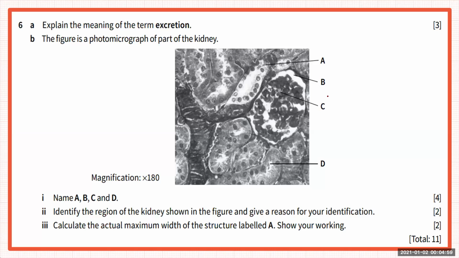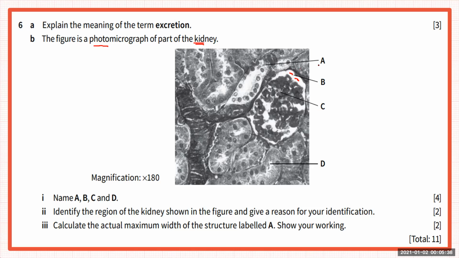This is a question from your book. You are given a question in the paper where you are asked to label the diagram. Here they clearly say that this is a photomicrograph of a part of a kidney, so we know we are looking at a kidney. Part C that you see right now is the glomerulus. If you look at B, you can write it as glomerulus or as Bowman's capsule. This is a Bowman's capsule or the Bowman's space.